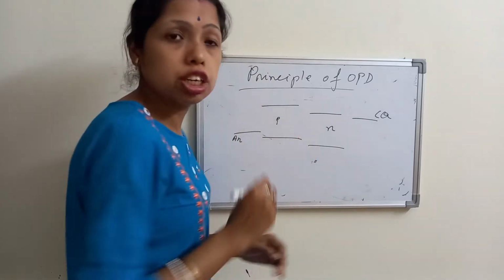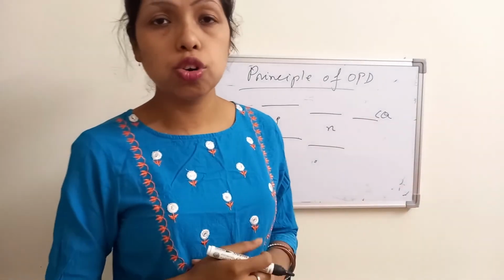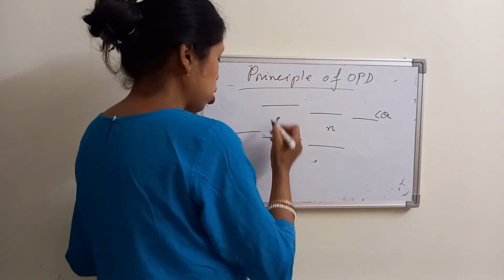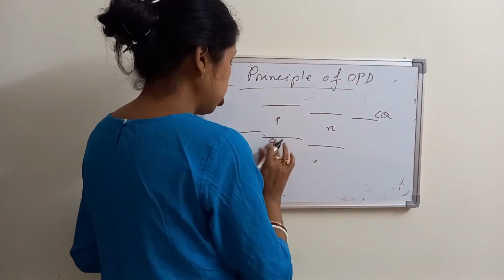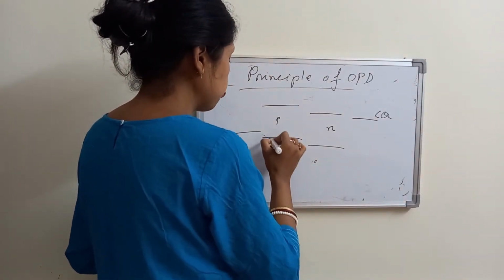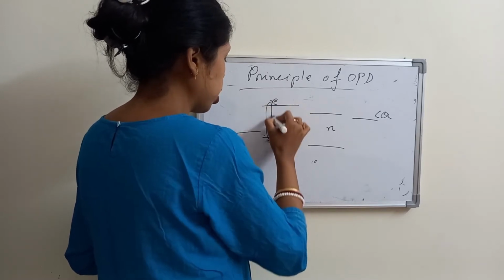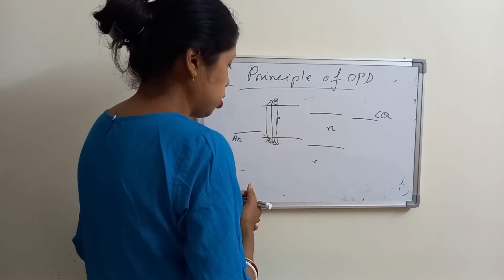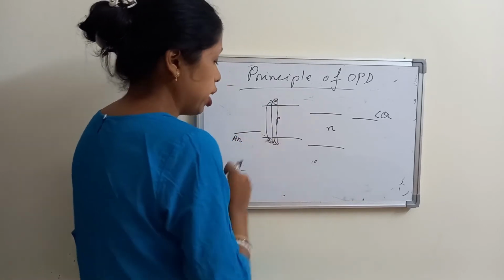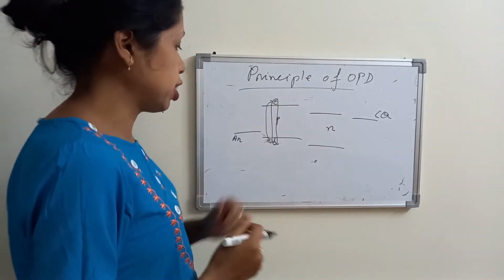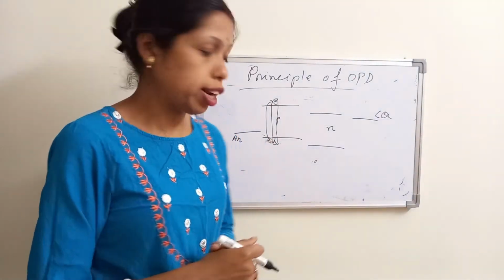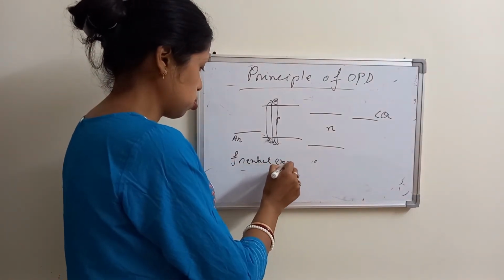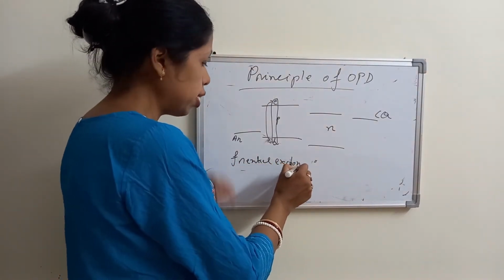If that condition is matched, that Eg = 1240/λ, then the electron will transfer from here to here. Then the electron-hole pair will generate. This electron-hole pair will generate. Now, what kind of exciton will form inside the organic semiconductor? Frenkel exciton.